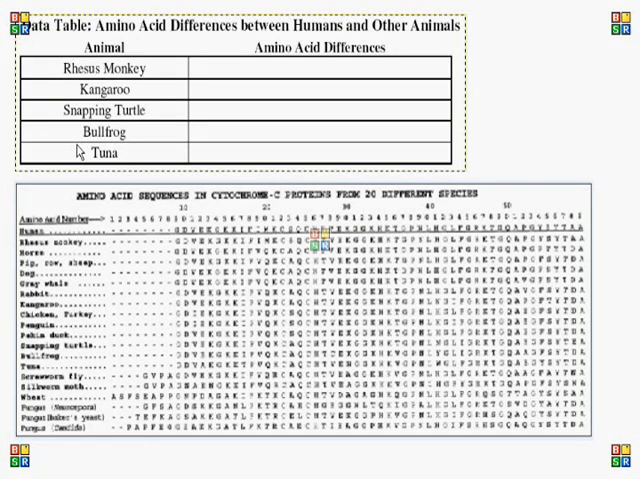The purpose of this activity is to look at cytochrome C, which is right here, and compare the different amino acids that make up cytochrome C in humans and other animals. That means everything is being compared back to humans. Rhesus monkey to humans, kangaroo to humans, snapping turtle to humans, bullfrog to humans, and tuna to humans. Because I like to be obnoxious, I'm going to compare tuna to humans for you, and I'm going to let you do the other ones yourselves.